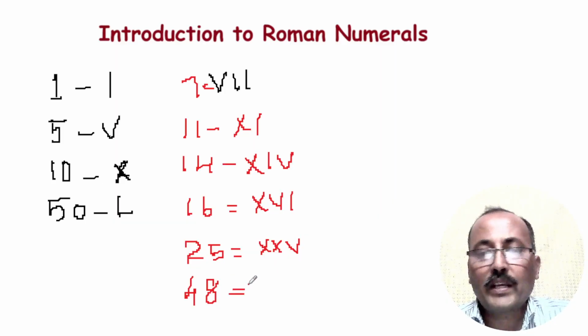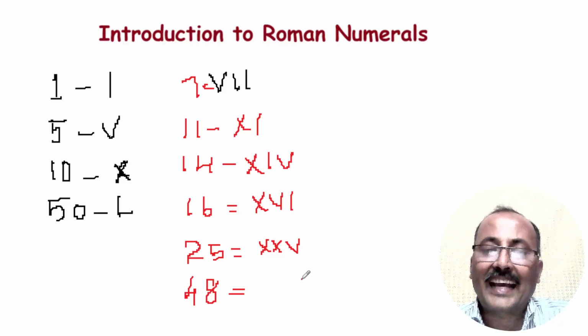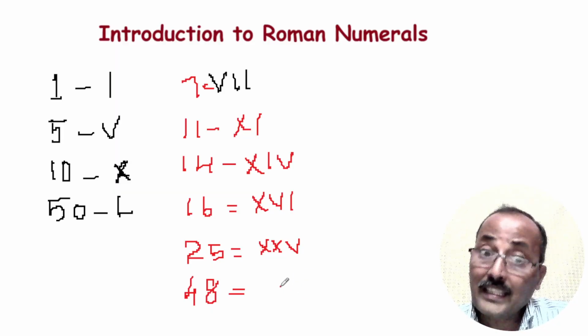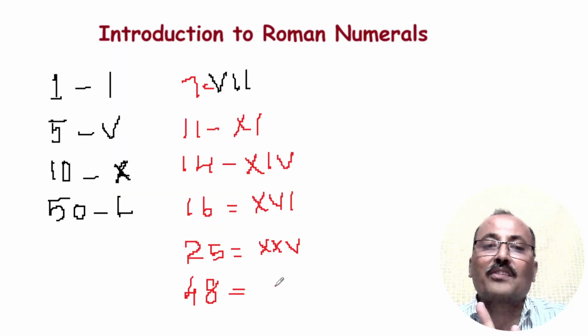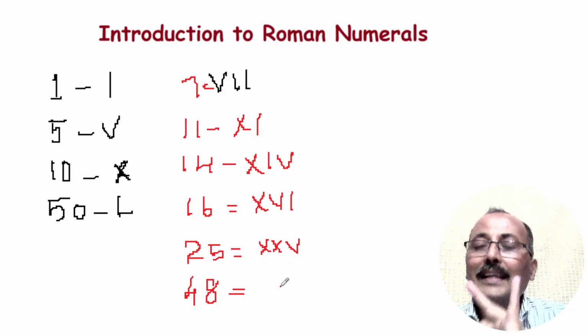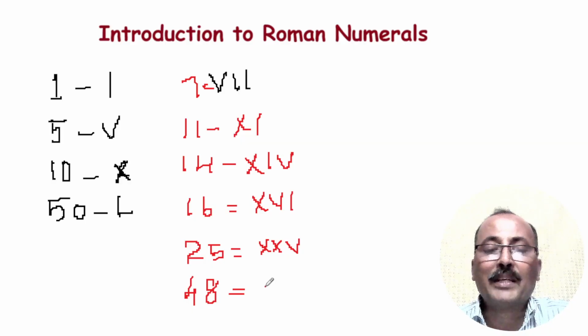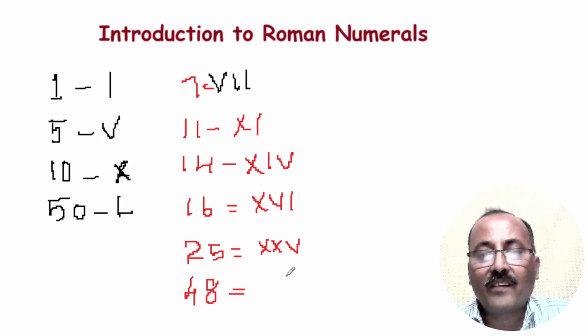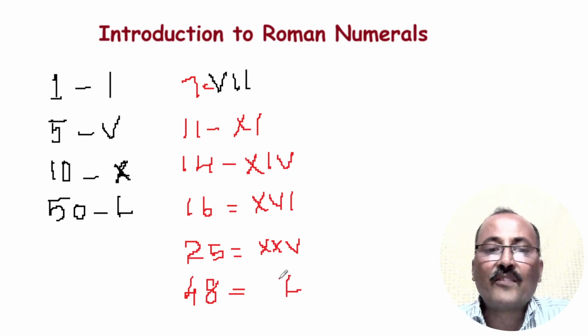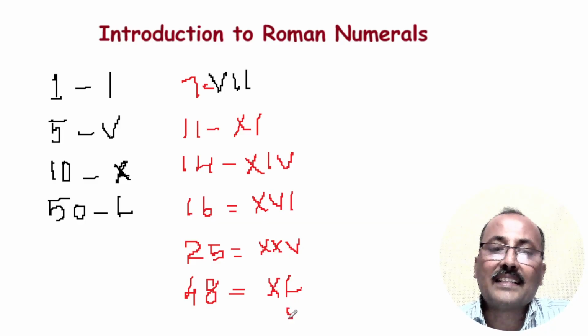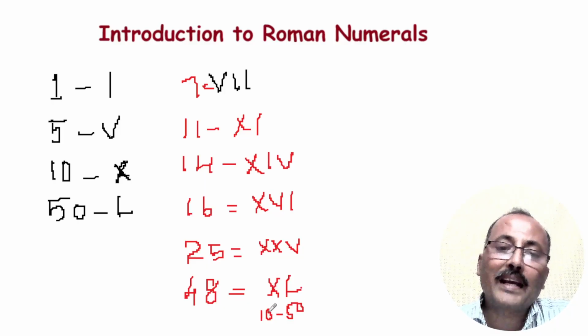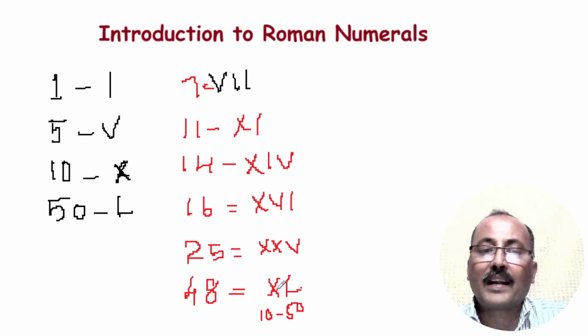For 40, we can't write X, X, X, X, 4X, not allowed. They made a rule that a maximum of only 3 repeated symbols will be used. One symbol can be used 3 times at most, and the remaining come from bigger to smaller. That means 40 has L and X. If you put X in front of L, it is 50 minus 10, which is 40. You have to read it as 50 minus 10, not 10 minus 50. If a smaller symbol is in the front, it should be subtracted. That means it is now 40.